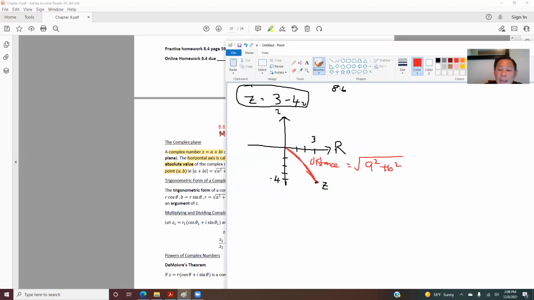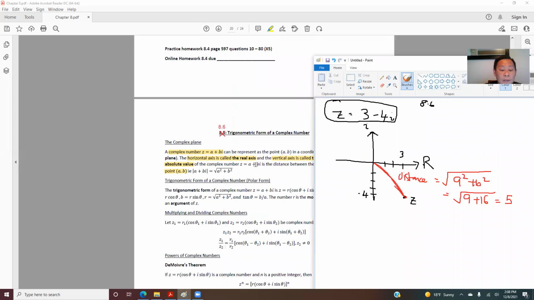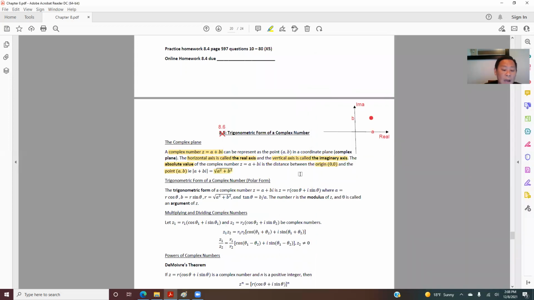In this case, A will be 3, so it will be 9. 3 times 3 is 9. And B in this case is -4. Ignore the I. We don't use the I here. So your B in this case is -4. So -4 times -4 is 16. So this is square root of 25, which is the same thing as 5. So this is the distance on the complex plane. The formula is square root of a squared plus b squared.